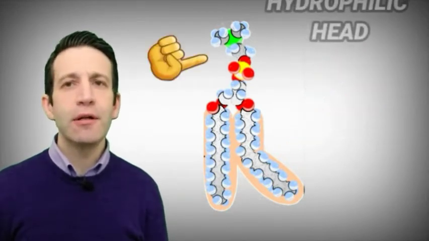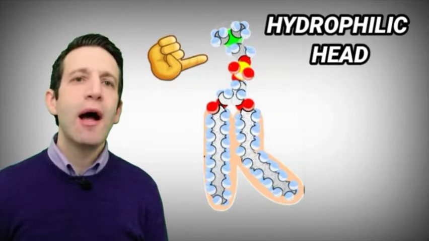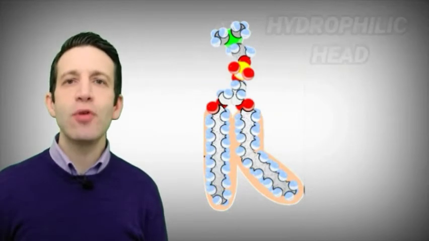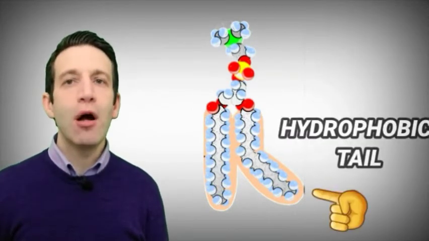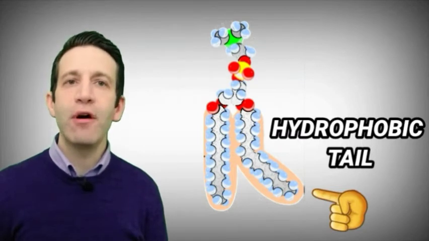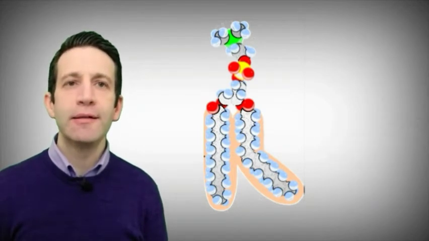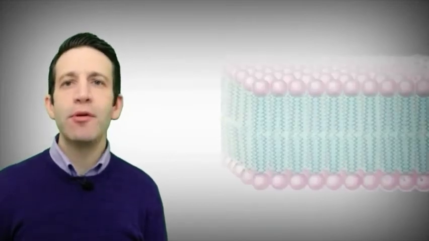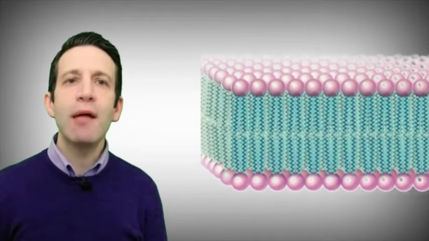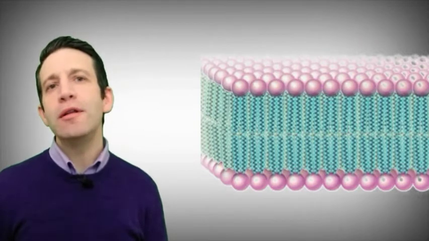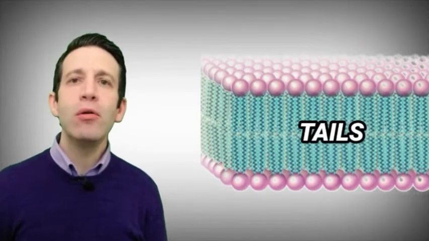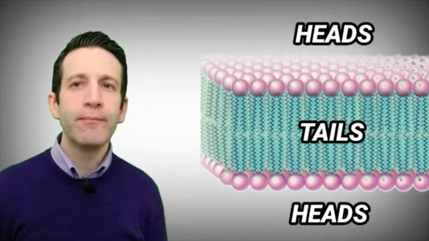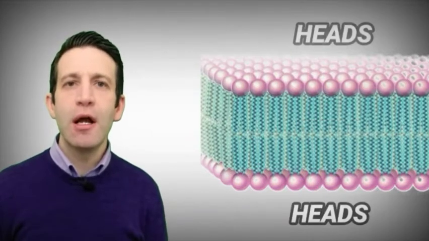And in particular, at one side, called the hydrophilic head, they attract water, while on the opposite side, the hydrophobic tail, they repel it. Due to this peculiar characteristic, they spontaneously arrange in a double layer, with all the tails inward and all the heads outward. This is the basic structure of the plasma membrane.